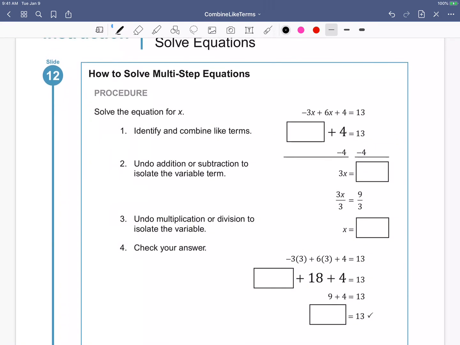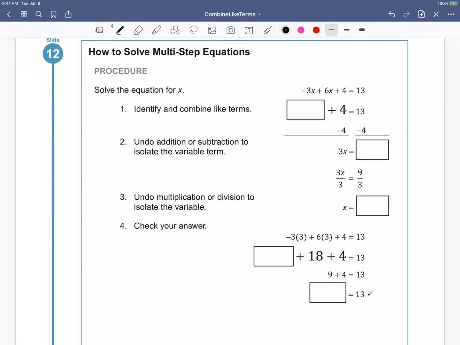Now, how to solve multi-step equations. So this is going to be multi, so more than one, right? Solve the equation for x. Identify and combine our like terms. So I'm going to circle all of my x's, and I'm going to circle all of my regular numbers, right? So I'm going to combine. Now, I have negative 3x plus 6x, which is really the same as saying 6 minus 3, right? So if I were to do that, it's going to be 3x. 3x plus 4 equals 13.